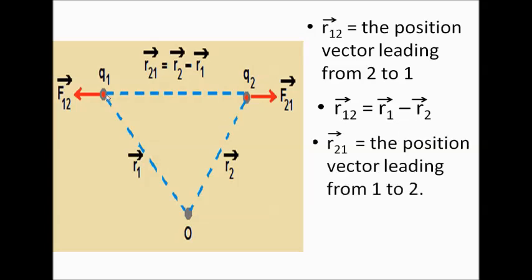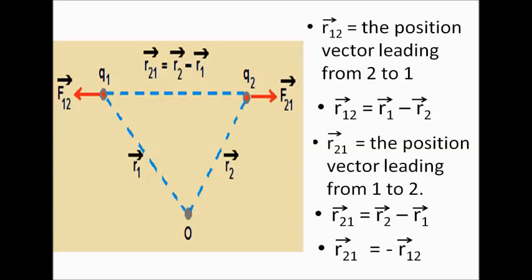Similarly, the position vector leading from 1 to 2 is represented as R21. And similar to this, we can write R21 is equal to R2 minus R1. So, by comparing these two equations, there is only a difference in sign. So, we can write R21 is equal to minus of R12.